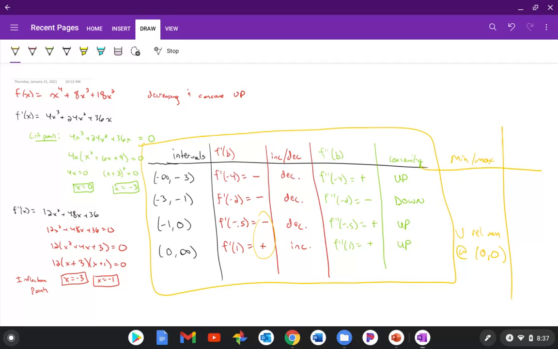All right, but let's answer the question. Decreasing and concave up. So we had a decreasing and up here and a decreasing and up here. So we've got two intervals, -infinity to -3 and -1 to 0.